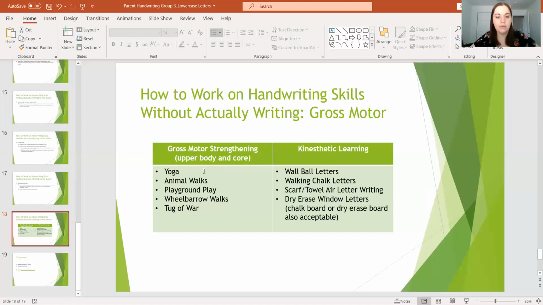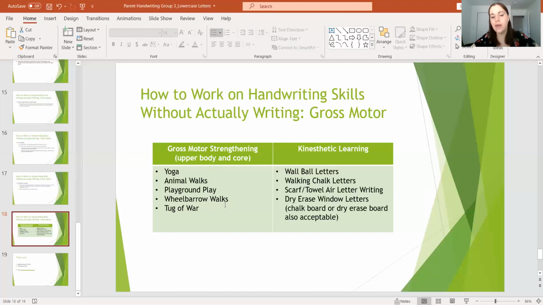Wheelbarrow walks kind of tie in with our animal walks and yoga. It's when the parent grabs the child's feet and they are walking on their hands. So as you can imagine, that takes a lot of core strength to stay upwards. It takes a ton of upper body strength. It's really, really great for kiddos who are working on strengthening their upper body.